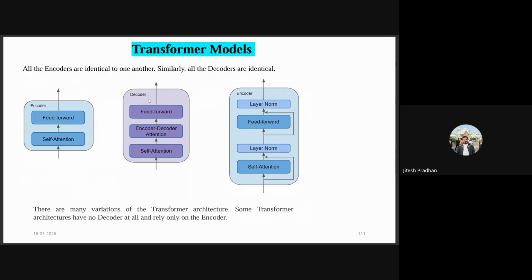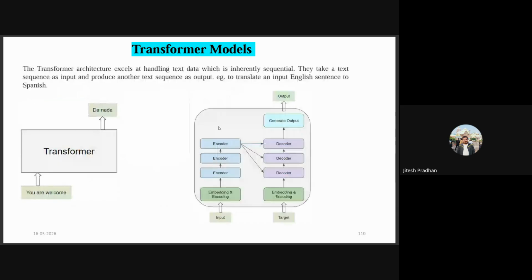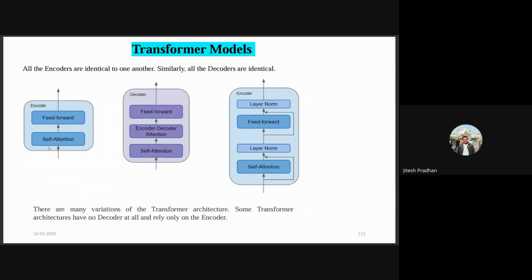In the case of a decoder, we have a self-attention block, an encoder-decoder attention block, and a feed-forward network. Now we have another encoder version. We have self-attention with a skip connection, then normalization, then feed-forward with a skip connection, and then normalization. These are the different encoders and decoders we use in GPT models. Look here, we are using multiple encoders and decoders now. So these are the architectures of encoder and decoder.